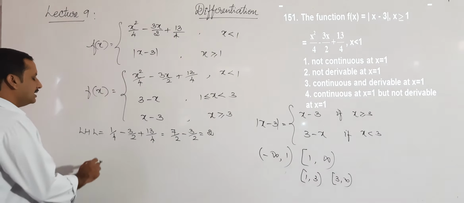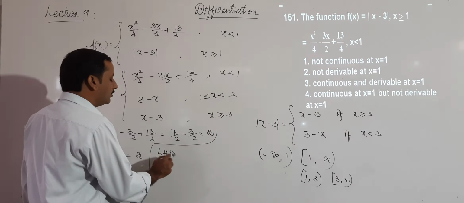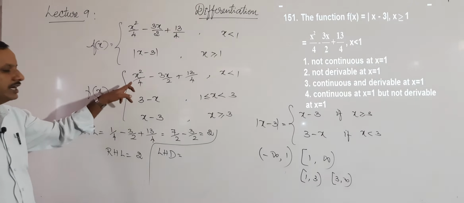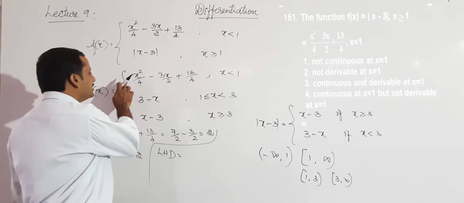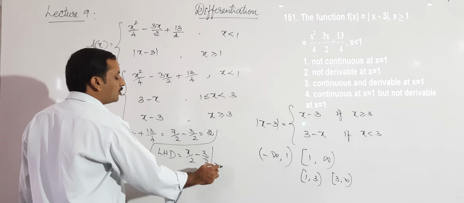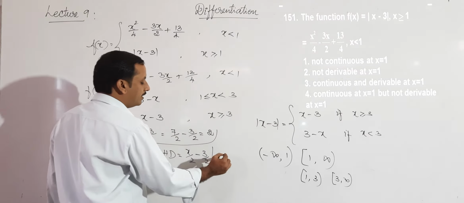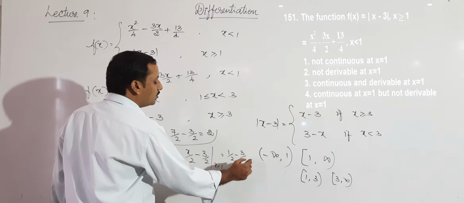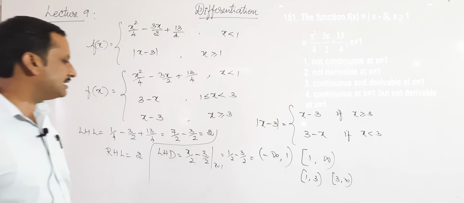What about right hand limit? Put x equal to 1. 3 minus 1 is 2. Left hand limit is 2. Right hand limit is 2. So the function is continuous at x equal to 1. Now we have to go for left hand derivative and right hand derivative. Left hand derivative, differentiate this and put x equal to 1. When I differentiate x square by 4 minus 3x by 2, that means x by 2 minus 3 by 2. At x equal to 1, put x equal to 1, what do you get? 1 by 2 minus 3 by 2.